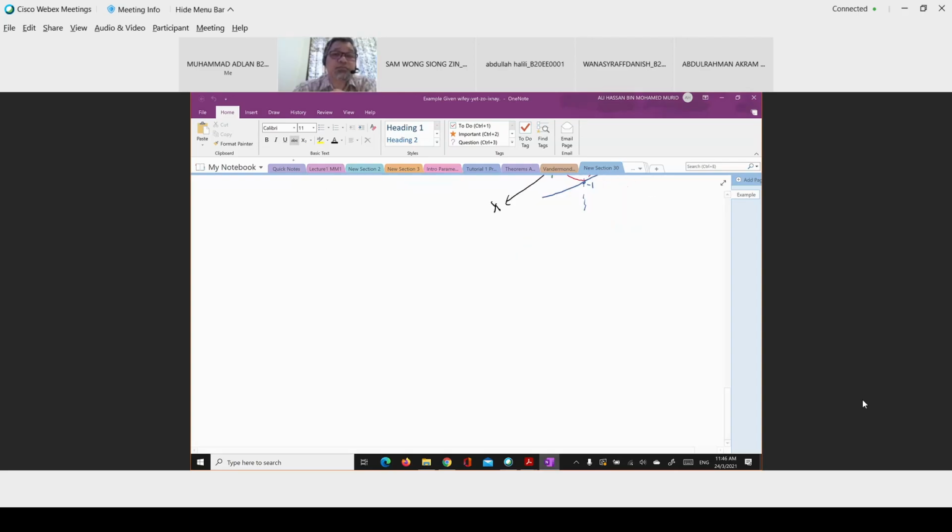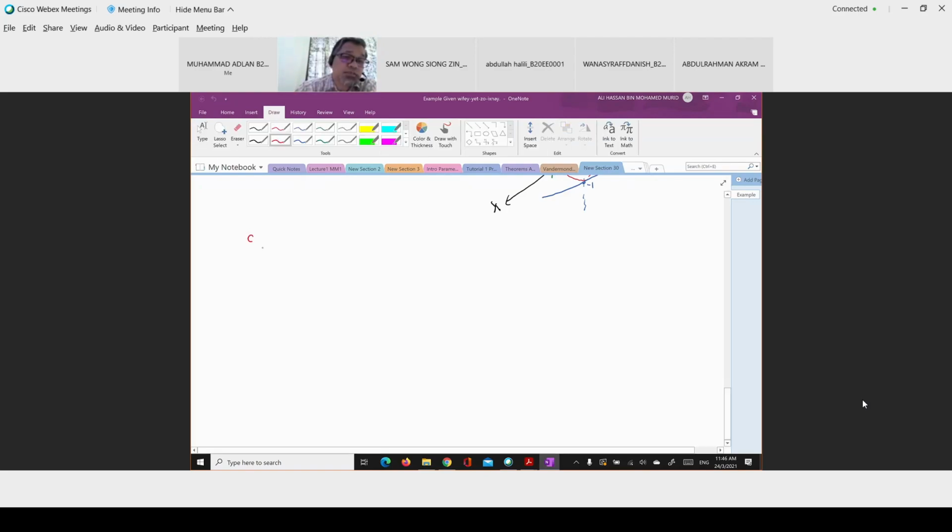Okay, let's look at some examples of calculating partial derivatives. Suppose we are given this function, z equal to f(x, y) equal to 2x squared minus 3xy cubed minus 6y plus 7x minus 1.